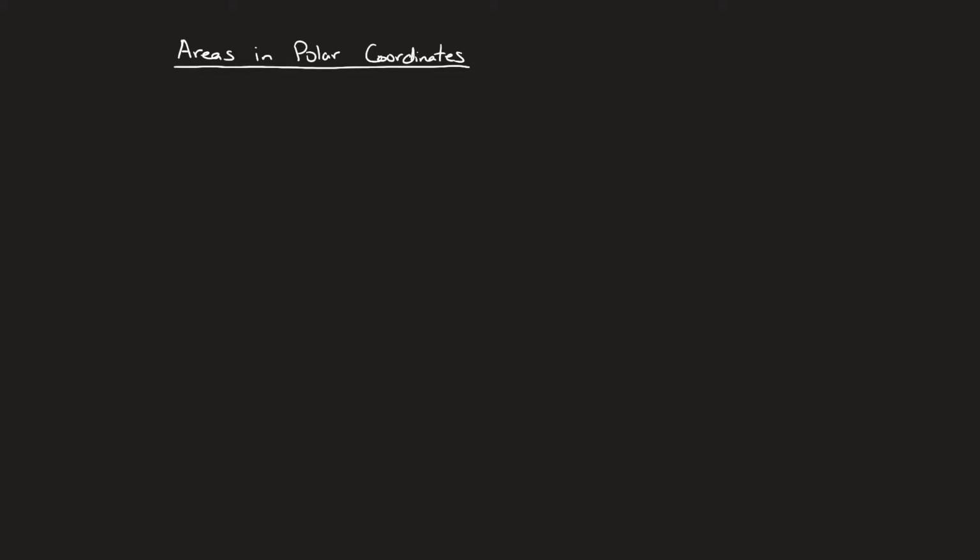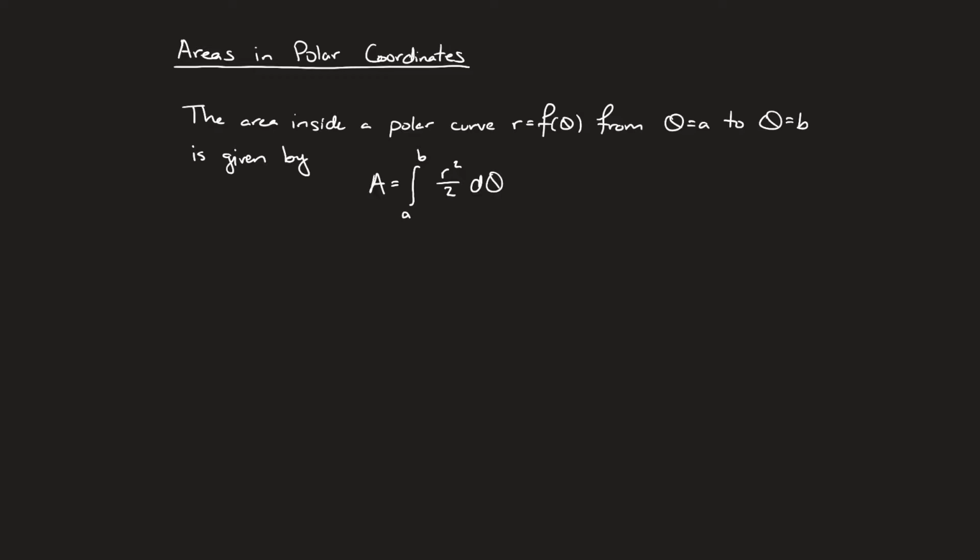Hello everyone. In this video, we're going to learn how to compute the area inside of a polar curve. The actual derivation of the formula for this area is a little bit beyond the scope of what I want to go over now, but suffice it to say that you can come across this formula by using Riemann sums. What you'll find is that the area inside a polar curve given by r equals f of theta, from theta equals a to theta equals b, is given by the integral from a to b of r squared over 2.